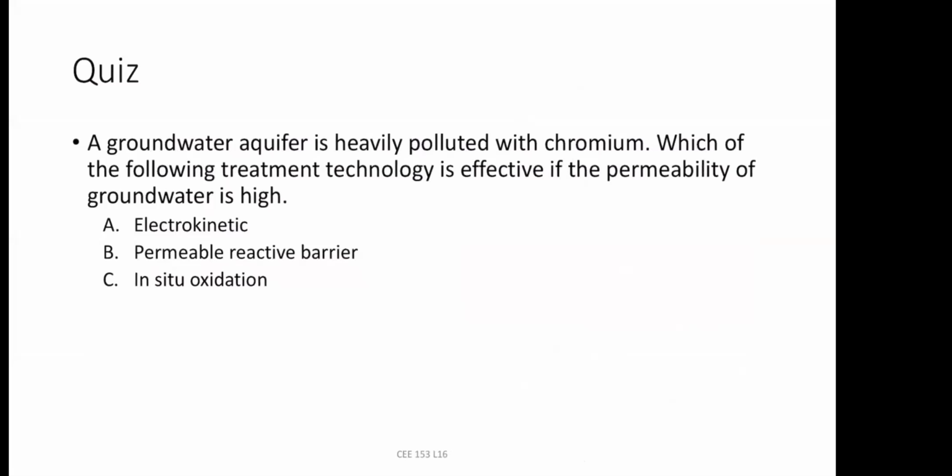So let's see if we have understanding. I'm going to put a generic question here. Your question is: a groundwater aquifer is heavily polluted with chromium, let's say Cr 3+ or 6+. Which of the following treatment technologies is effective if the permeability of the groundwater aquifer is high?